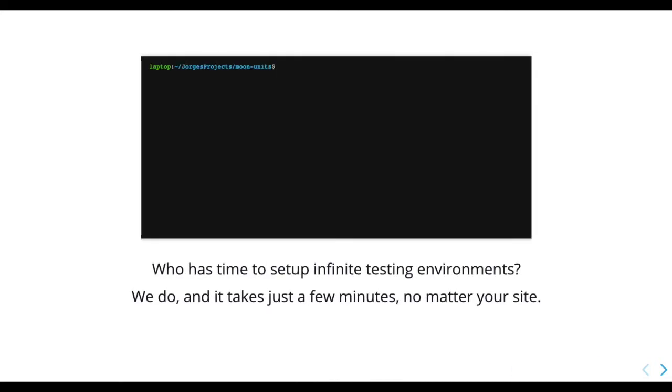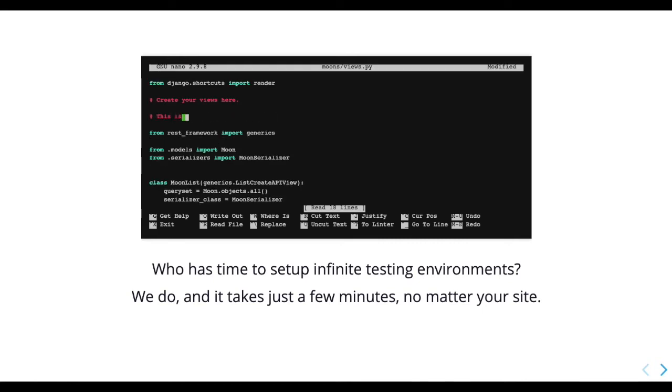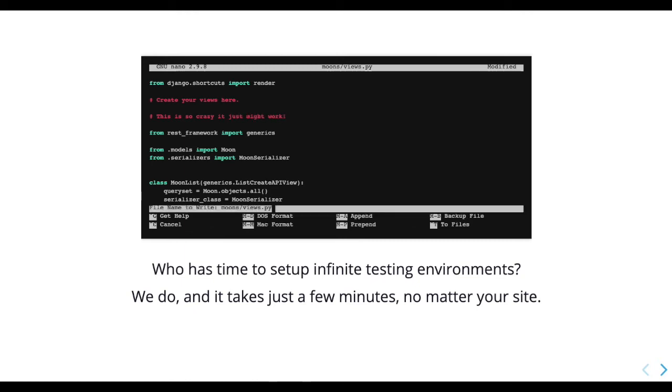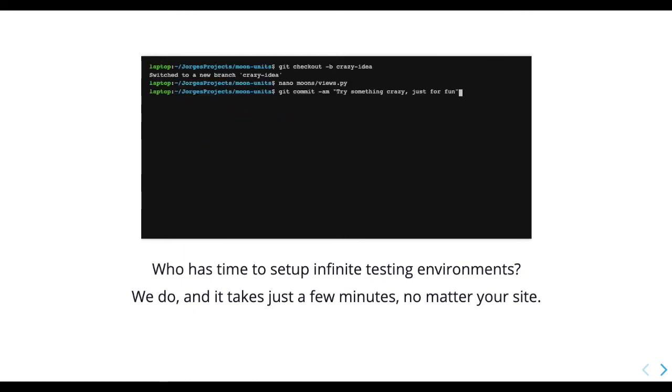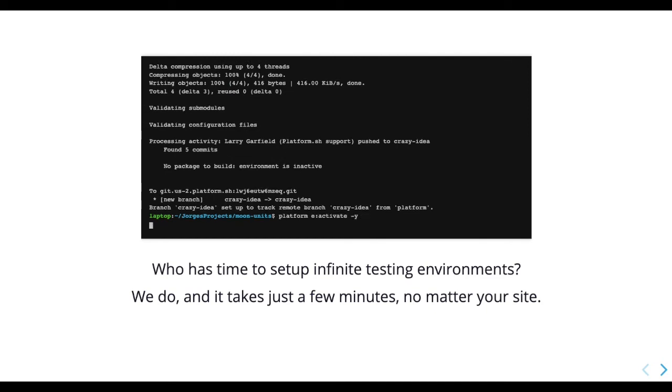With your plan in place, no time is spent setting up testing environments. Platform.sh takes care of that for every branch that you want to test, and you'll have them up and running in minutes. Just commit your changes to the new branch and push to the project. By default, newly pushed environments do not fully deploy, but all you need to do is activate that branch's environment with a single command, platform environment activate.